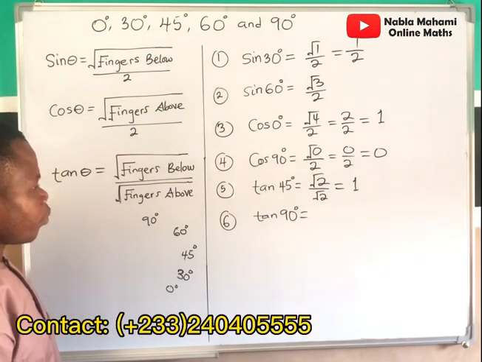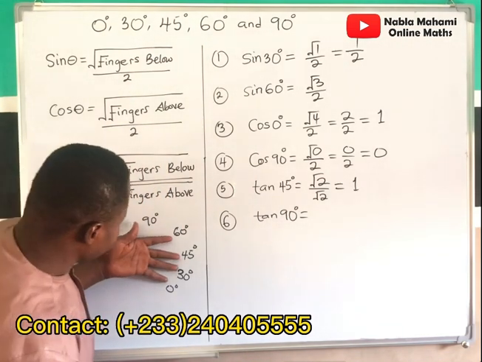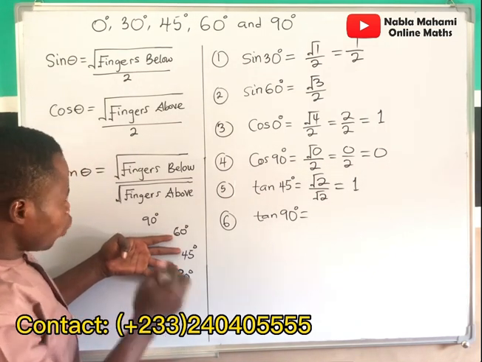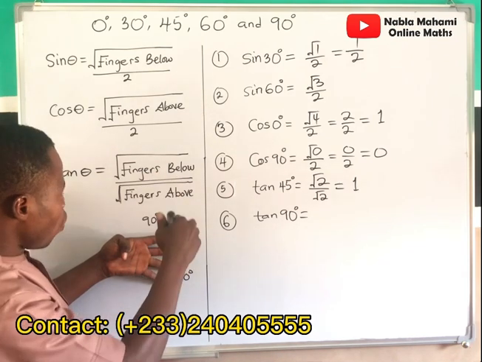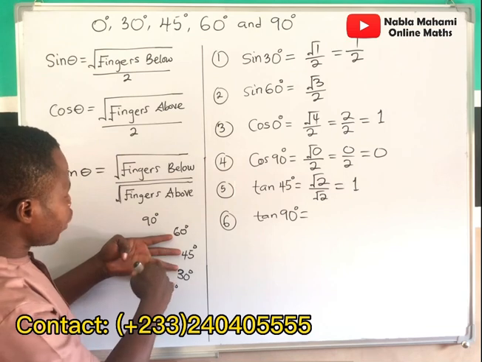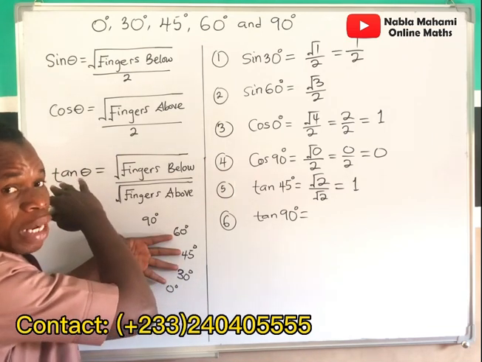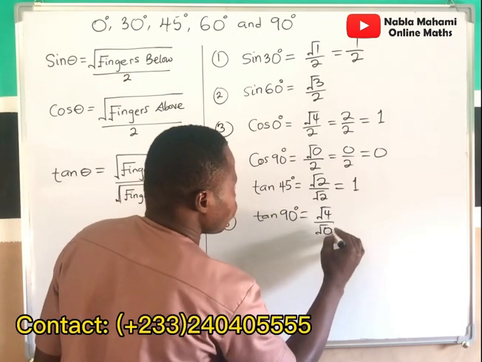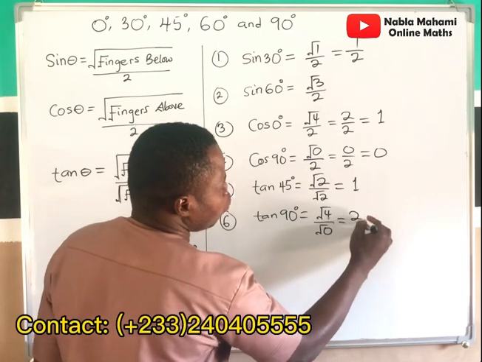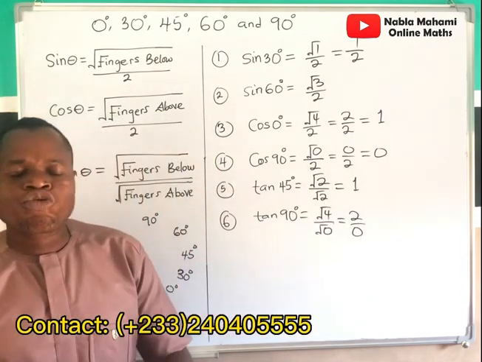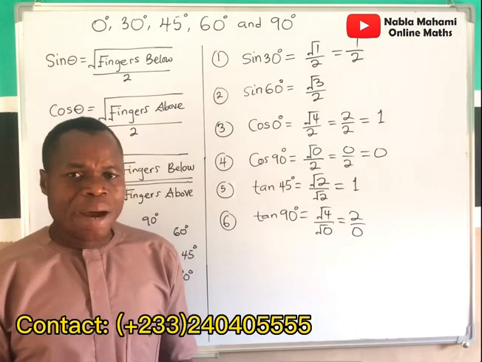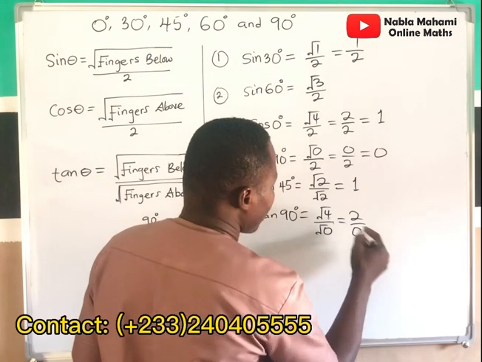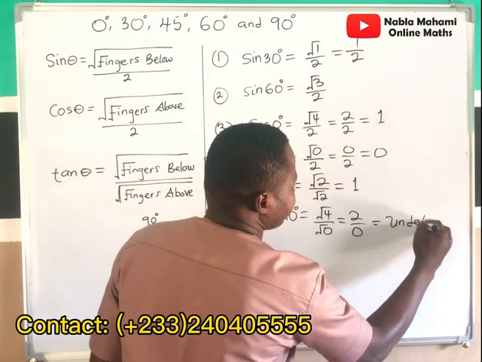Now the last example, tan 90 degrees. So I'll do this, and then bend the 90 degrees finger. After bending the 90 degrees finger, I will now use the formula. Square root of fingers below over square root of fingers above. How many are below? 1, 2, 3, 4. And how many are above? No finger is above. That means 0. So this will give me square root of 4 over square root of 0. Then square root of 4 is 2, over 0. So this time I have 2 over 0. And any number over 0 is undefined or infinity. So this particular answer will be undefined.